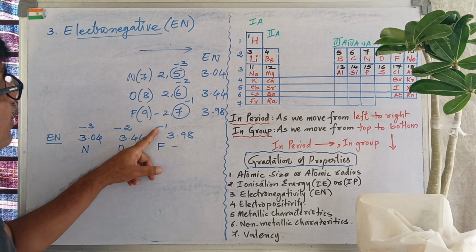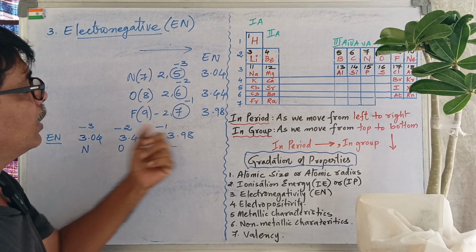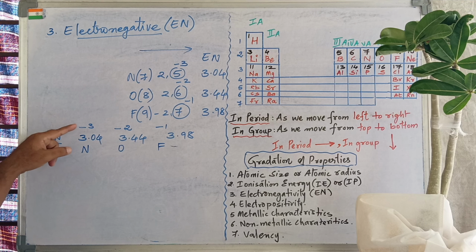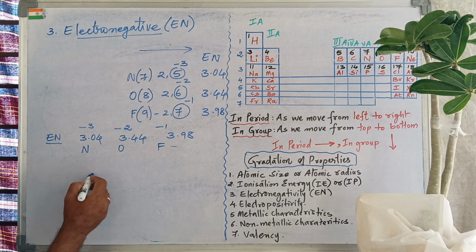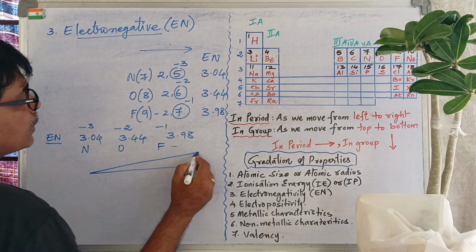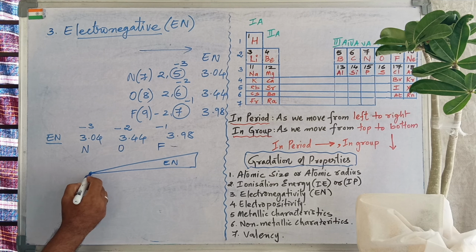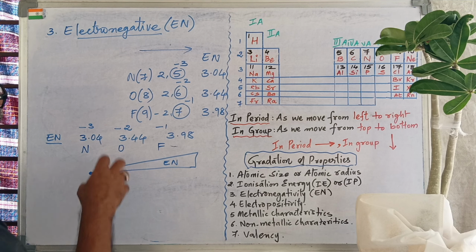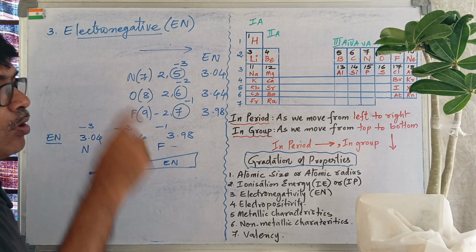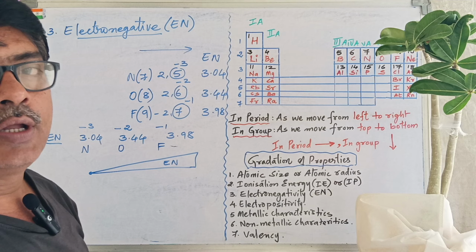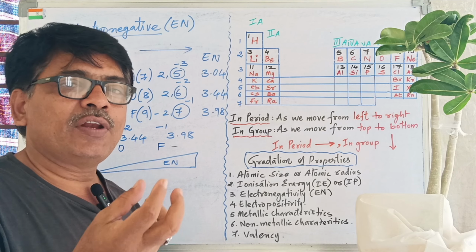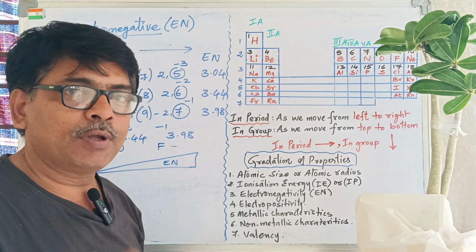The one which is acquiring 1 electron is having more electronegativity. The one which is acquiring more number of electrons is having less electronegativity. But still, what is happening in the period? Electronegativity is increasing as you move in a period from left to right, right? Electronegativity is increasing because, as I told you just now, it is the tendency of an atom to acquire a bonded pair of electrons.